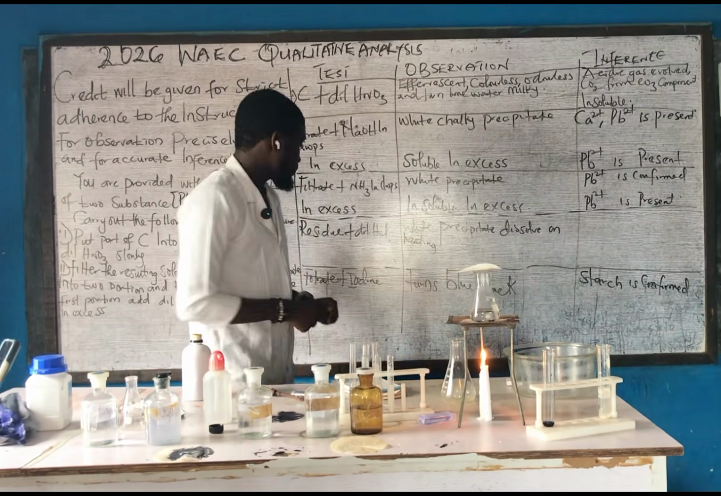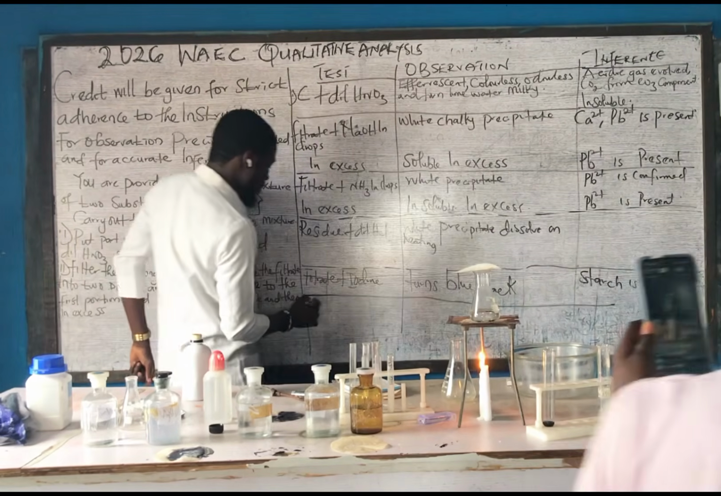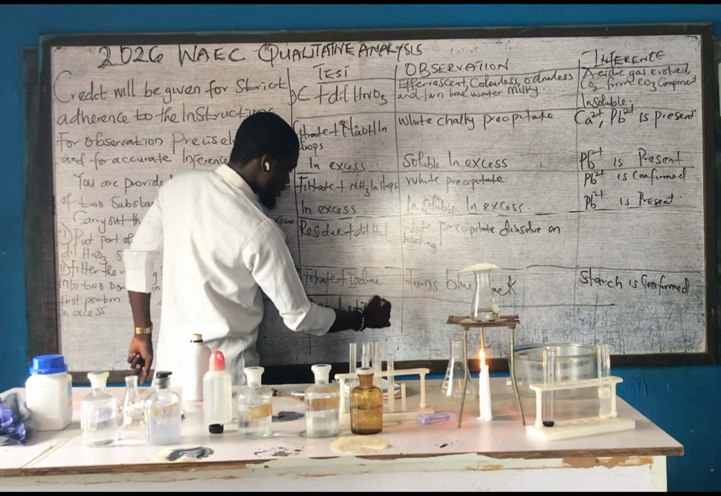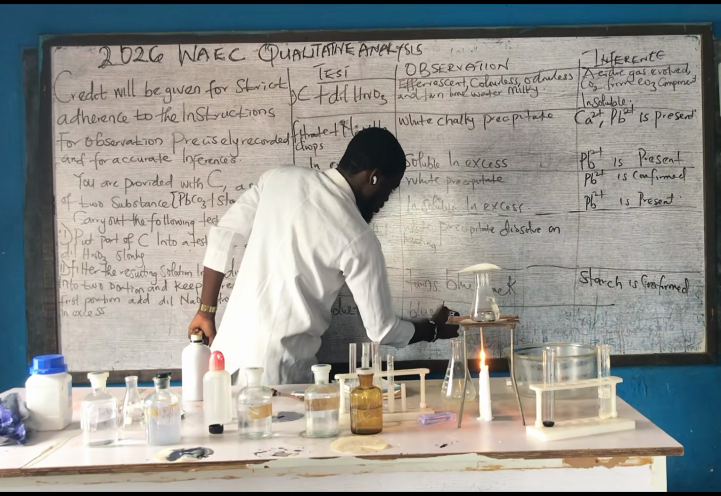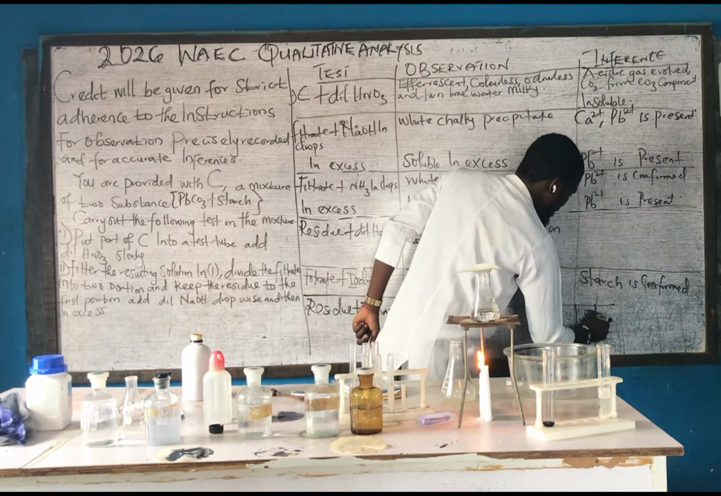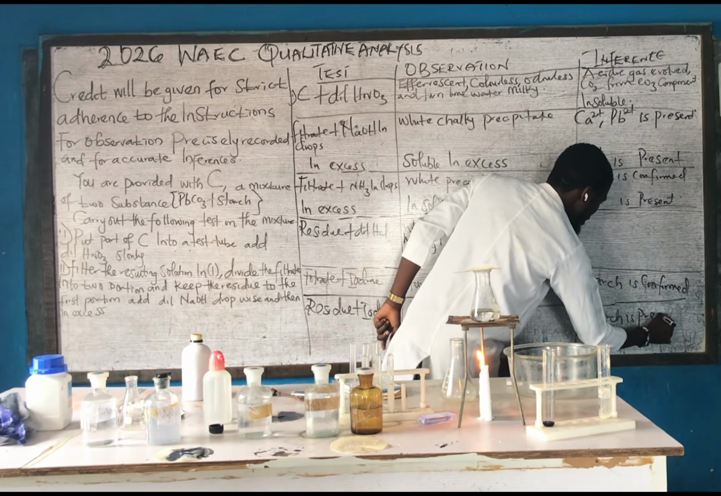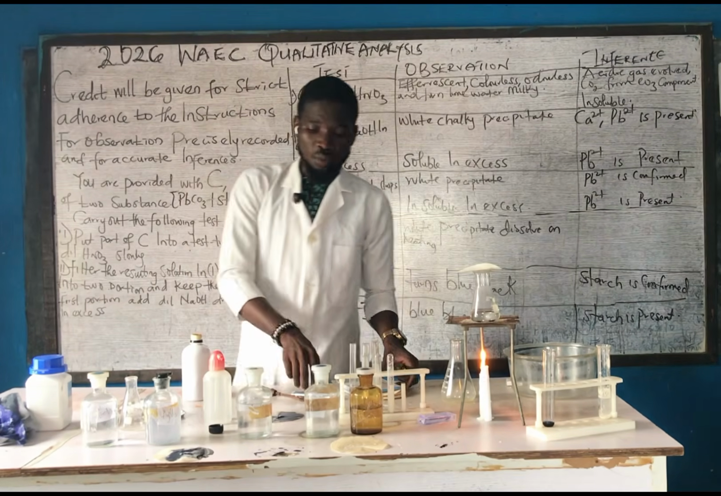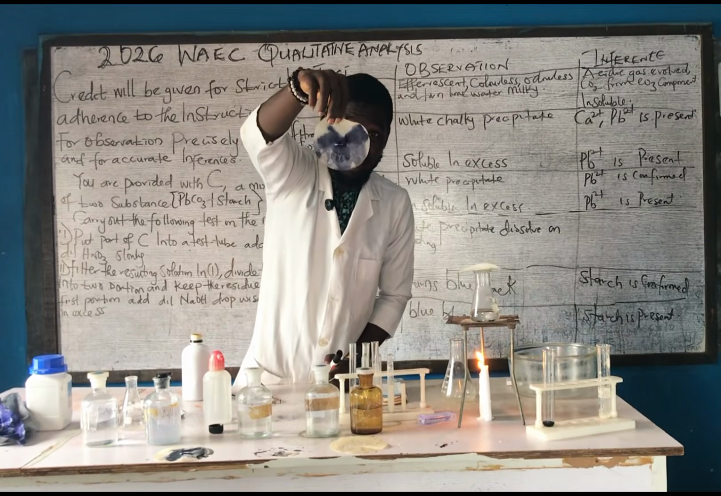So you can say residue plus iodine, blue-black, starch. The inference is starch is present. So guys, you can see the blue-black is showing clearly now for the residue and the iodine.